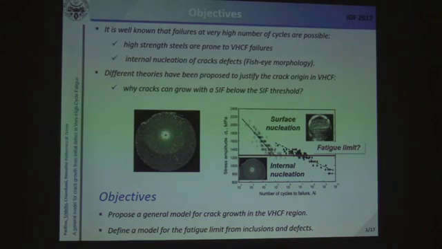Different theories have been proposed in order to justify the crack origin in very high cycle fatigue. In particular, researchers are trying to understand why the crack can grow even with a stress intensity factor associated with the initial defect which is below the threshold for crack propagation. So the objective of this presentation is to propose a general macromechanical model for crack growth in the very high cycle fatigue region, and consequently to define a model for the fatigue limit from inclusions and defects, which can be used for the design of components.